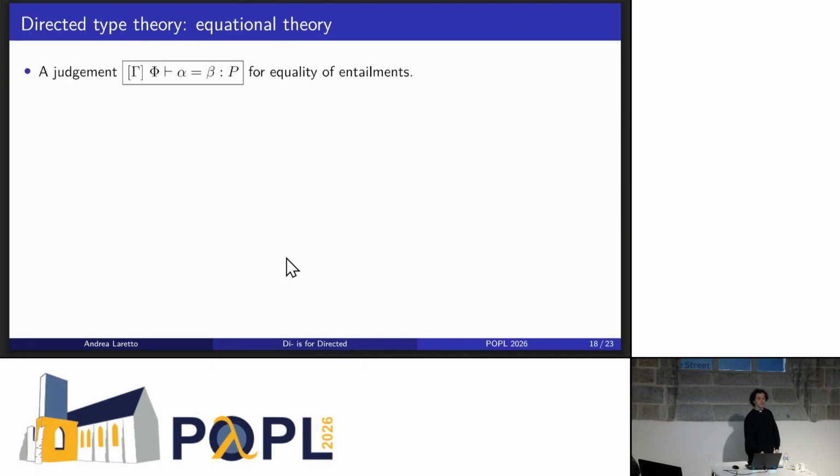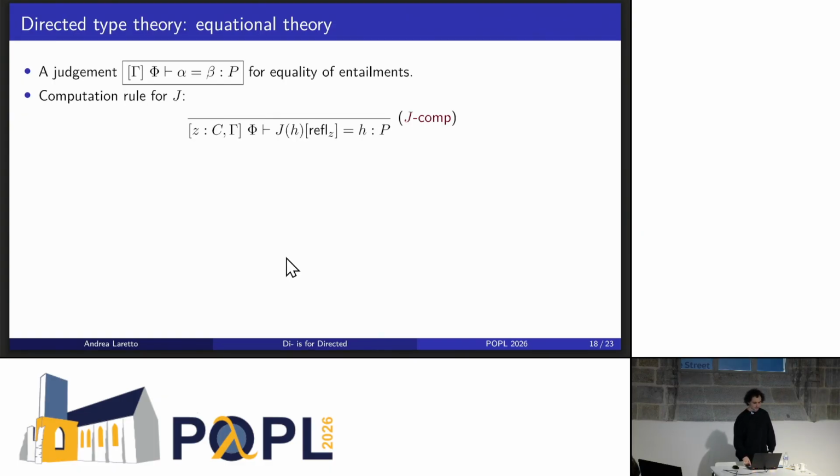Then actually, our entailments have a computational content. They are functions between sets. So we have a judgment that says when these are equal to each other, pointwise. And this allows us to state the computation rule for J. So if you have J, and then you substitute the equality with Reffel, you just get exactly the hypothesis you started with. This is exactly the same as in Martin-Löf type theory.